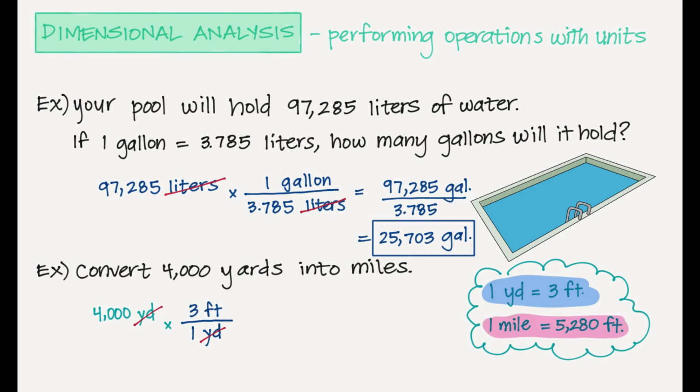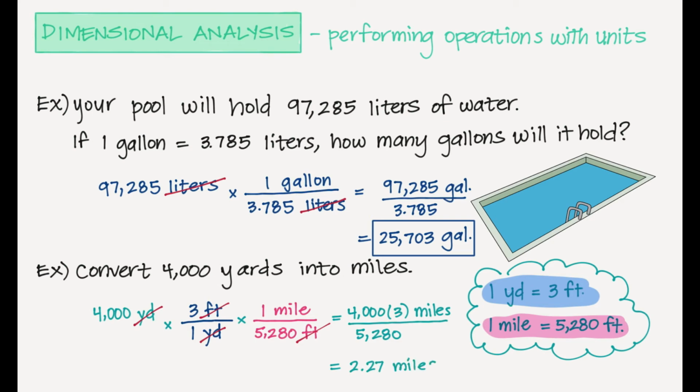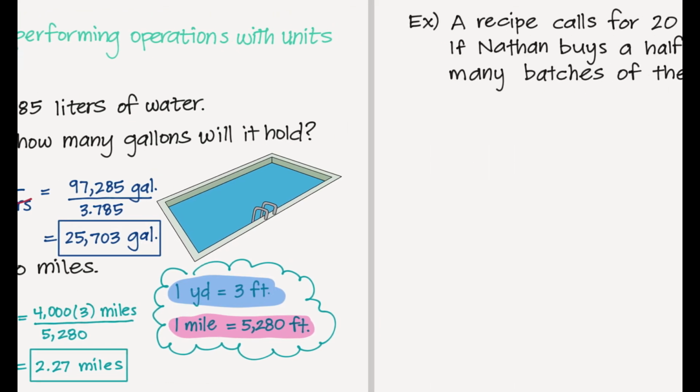So let's go ahead and multiply by that conversion rate. And let's put the feet on the bottom. So underneath, I'm going to put 5,280 feet. And on top, I'm going to put 1 mile. And so now the feet will cross out, and I'm just left with miles on top. So I can multiply 4,000 times 1 mile, and then on the bottom, I'm going to divide by 5,280. And when I divide those values, I come out with 2.27 miles. So this means that 4,000 yards is about the same as 2.27 miles.